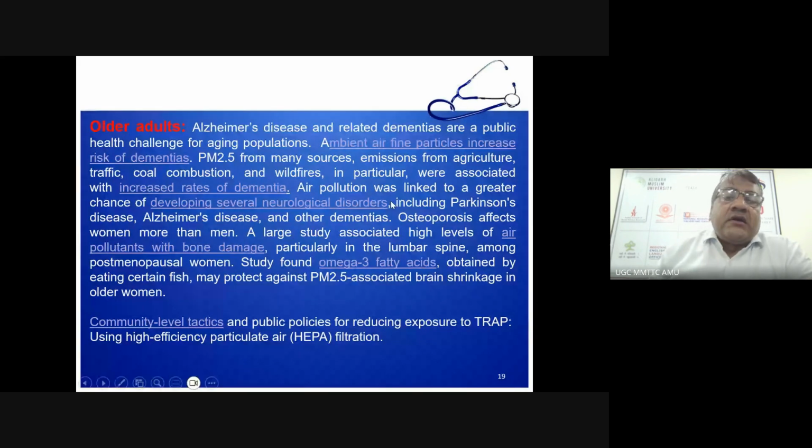Brain shrinkage means the diseases of old age, or developing neurological diseases. These are the neurological disorders. So omega-3 fatty acids protect from slowing the neurological disorder in old age. Now, community level tactics and public policies for reducing exposure to PM2.5 use high efficiency particulate air filtration. How can we counter this? By using high efficiency particulate air filtration. These are the HEPA filtration.